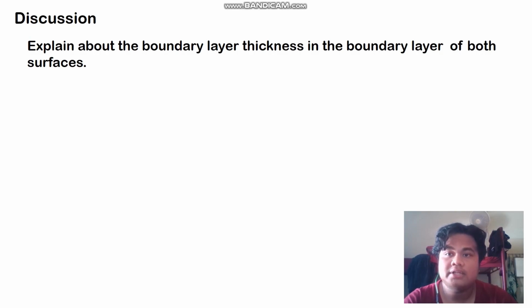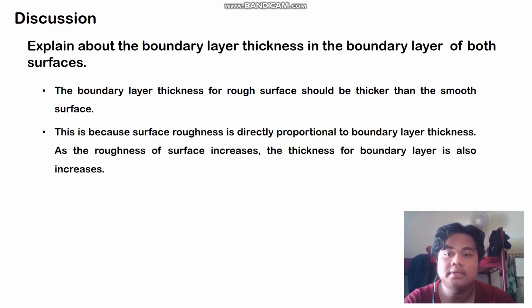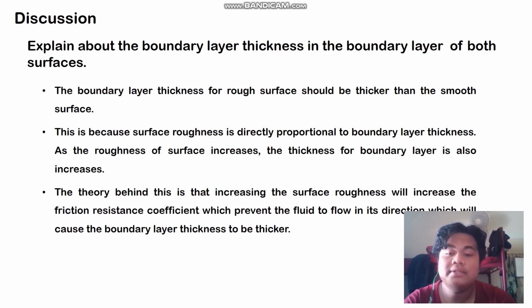The first question is, explain the boundary layer thickness in the boundary layer of both surfaces. The boundary layer thickness for the rough surface should be thicker than for the smooth surface. This is because surface roughness is directly proportional to the boundary layer thickness. So, as the roughness of the surface increases, the thickness of the boundary layer also increases. The theory behind this is that increasing the surface roughness will increase the friction resistance coefficient, which prevents the fluid from flowing in its direction, which will cause the boundary layer thickness to be thicker.